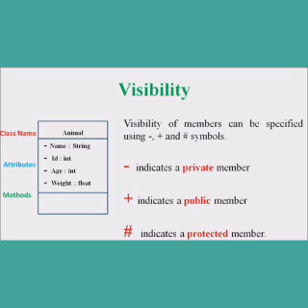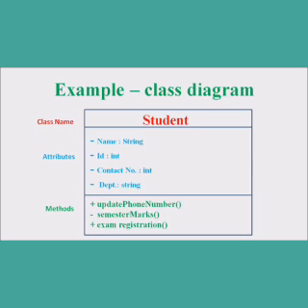Private data members are represented by a minus symbol. A public member is represented by a plus symbol, and a protected member is represented by a hash symbol. So if we want to represent data with a private value, that data is prefixed with a minus sign. So let us consider one more example.